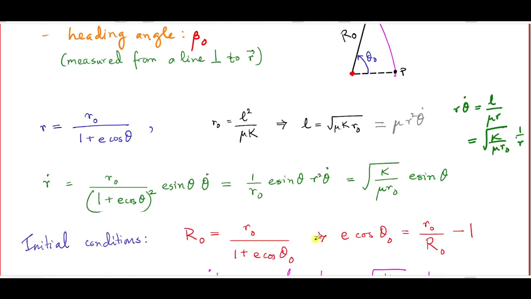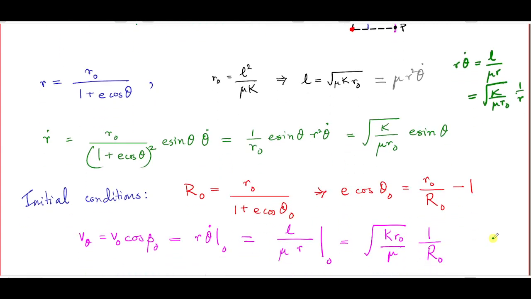Once we put in the initial conditions, we get capital R0 is nothing but the small r0 over 1 plus e cosine theta 0. Note that e, r0 and theta 0, all of these are unknowns. Capital R0, of course, is a known quantity in our calculation. So first of all, what we can do is try to get rid of as many of the unknowns as possible. In order to do that, let me just first write this formula in this particular form. E cosine theta 0 is small r0 divided by capital R0 minus 1.